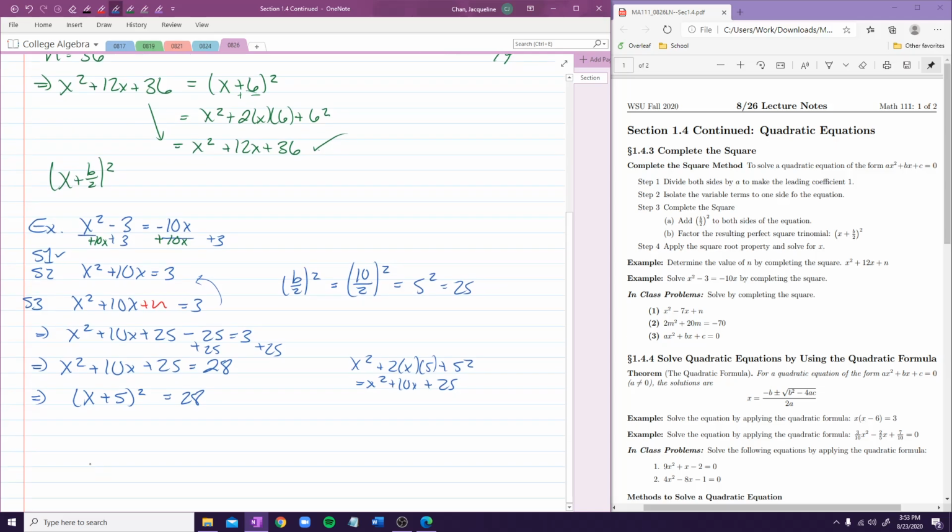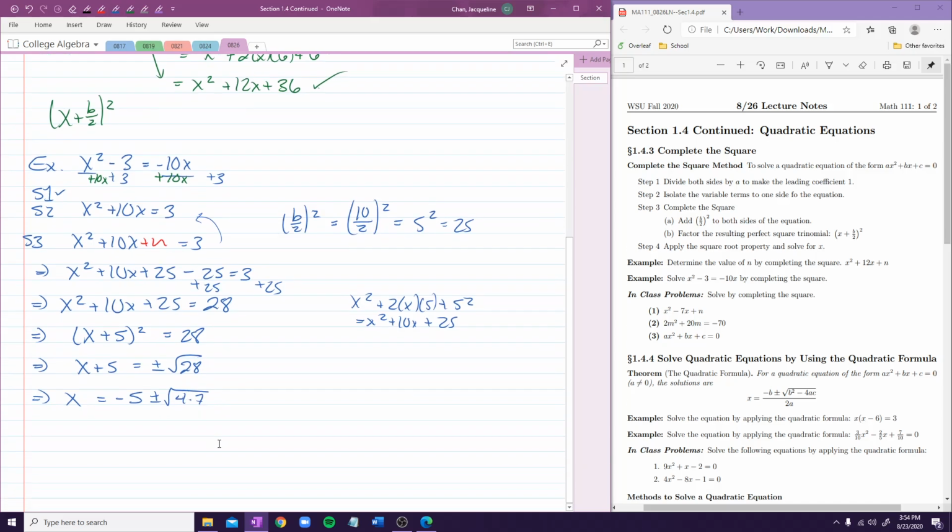Now we're going to do step 4, and we're going to apply the square root property and solve for x. Remember the square root property: if one term is completely squared, we can use the square root property, so this becomes x plus 5 is equal to plus or minus the square root of 28. Then we have x is equal to minus 5 plus or minus the square root of 28. The square root of 28 can be simplified. There's a perfect square that can go in there, which is 4. So I have x is equal to negative 5 plus or minus 2 square root of 7.